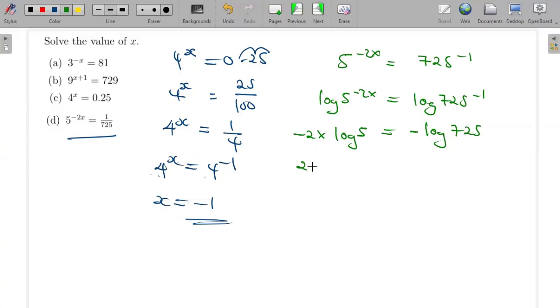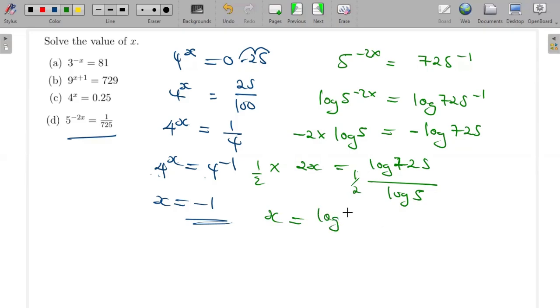So I say 2x here is going to remain, and there you have the log of 725 over log of 5. And then here I multiply by half this side, and the other side multiply by half, like that. And this here is just going to give me x is equal to log of 725 over, so that 2 multiplies in the denominator, I get 2 log of 5. Okay, so this here is what I was going to get.